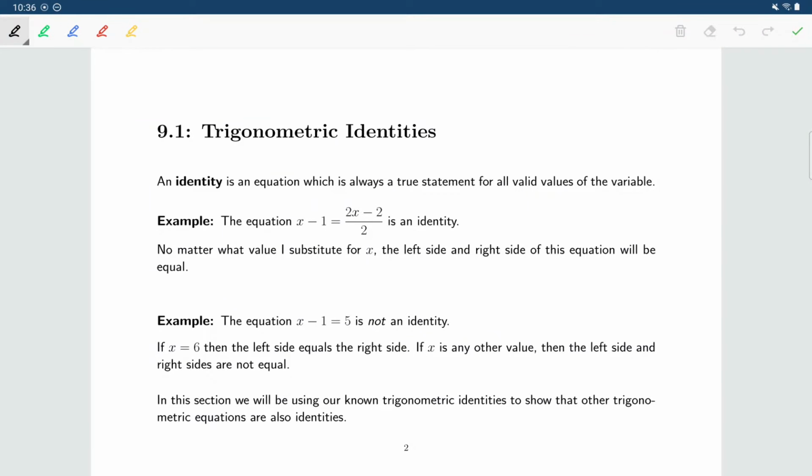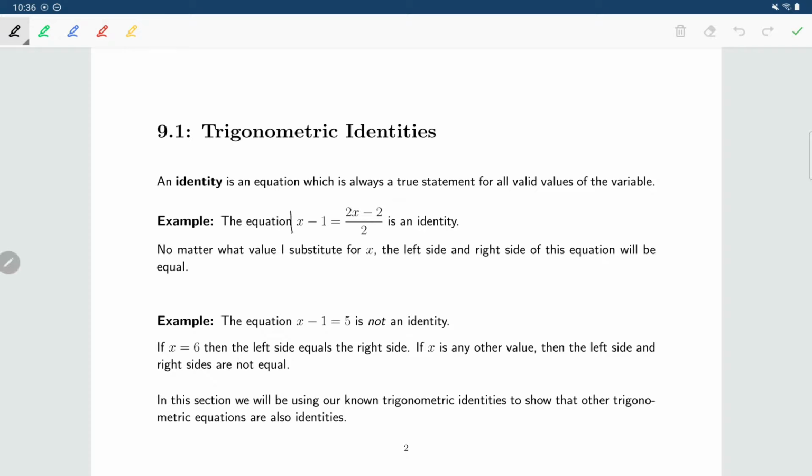Welcome back. In this section, we'll be talking about trigonometric identities. Just first off to clarify, when we talk about an identity, we're talking about some sort of an equation which is always a true statement, no matter what the value of the variable is.